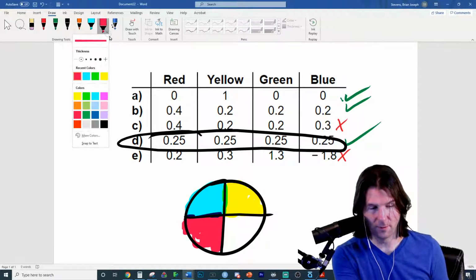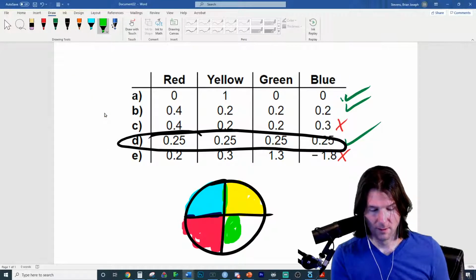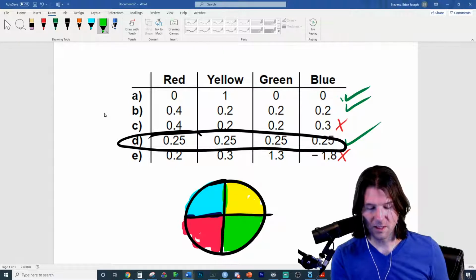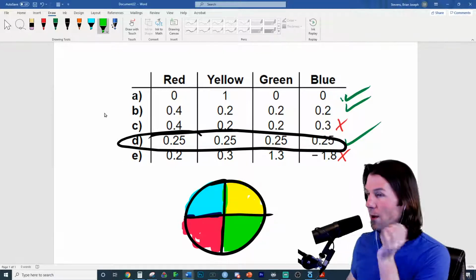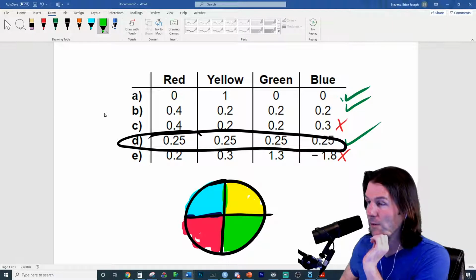Now we actually need green, though. Let's go to a real green right here. Now I've messed up the wheel. So it's an evenly split wheel right there, an evenly split wheel.